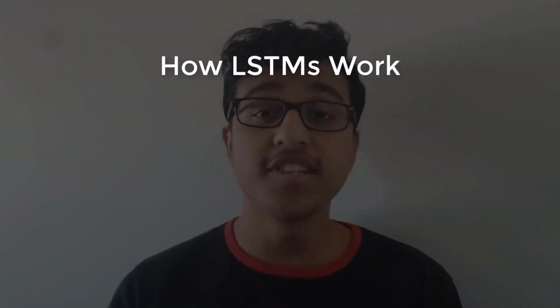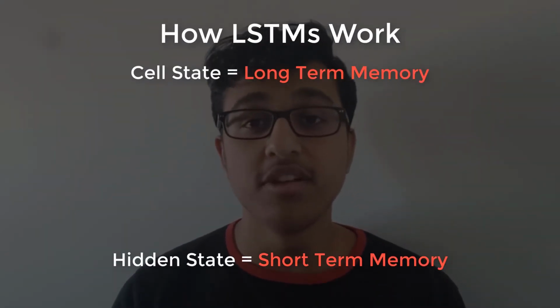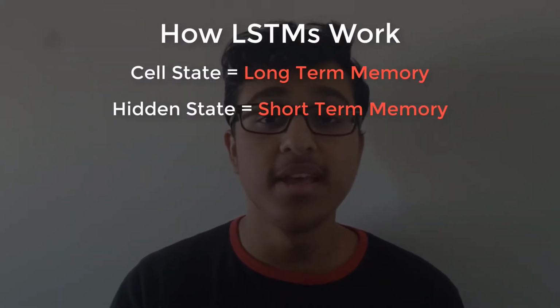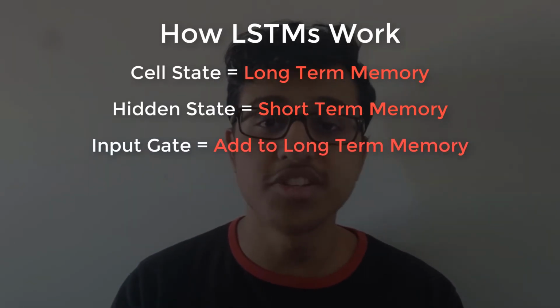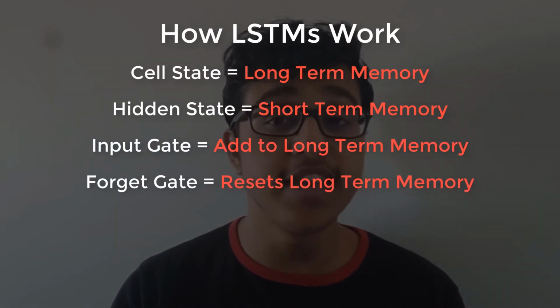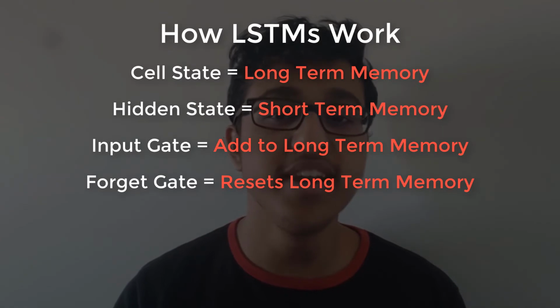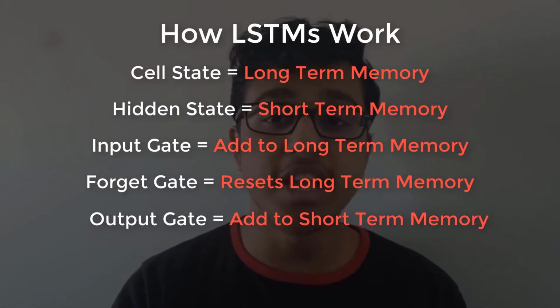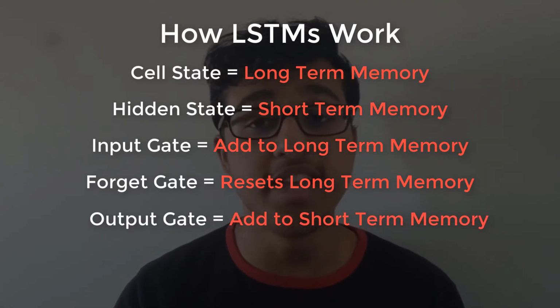Okay, I know, that was a lot. So here's a quick recap. There's a cell state that is the long-term memory. There's the hidden state, which is the short-term memory. The input gate decides what to add to the long-term memory. The forget gate decides if everything should be forgotten in the long-term memory. And the output gate is what changes the short-term memory to make sure it keeps up to date within the short-term context. Now, knowing all this, how did I implement this to create a stock market predictor?